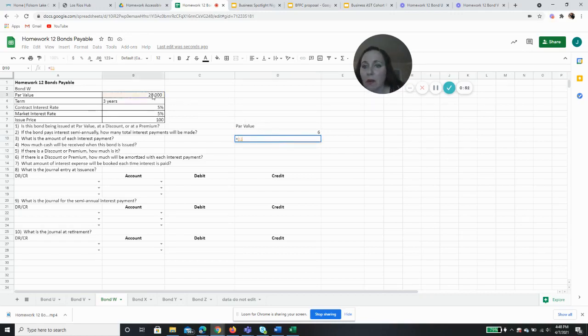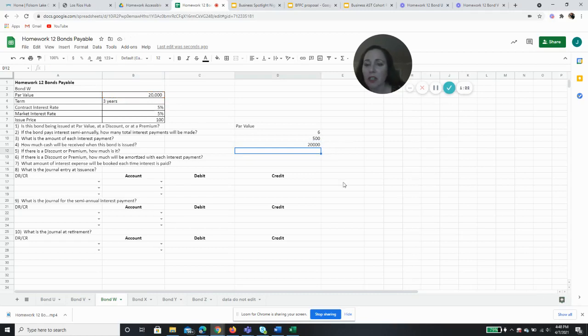So that's going to be par value of $20,000 times our contract interest rate of 5% times 180 over 360, because 5% is an annual interest rate and we are paying interest twice a year. So $500. How much cash will be received when the bond is issued? So that's just going to be 20,000 times 100%, or $20,000.